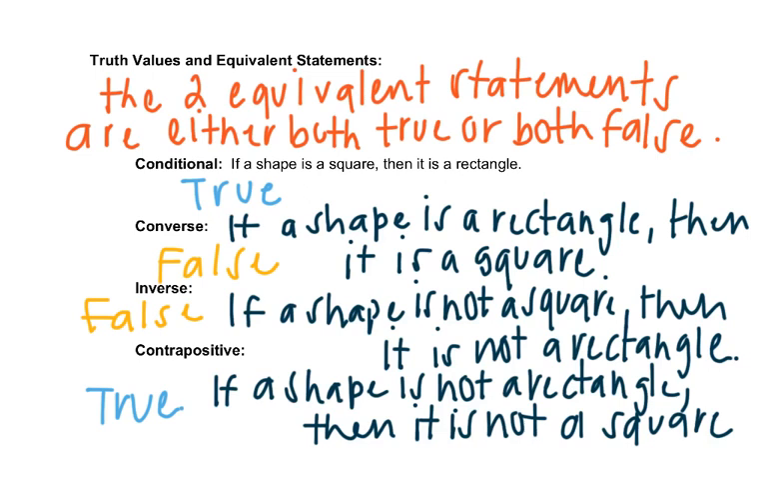Alright? So let's think about this. We have our conditional and contrapositive are both true. And our converse and inverse are both false. That's actually going to always happen. These are our truth values. They are truth buddies. So they will always be equivalent statements.